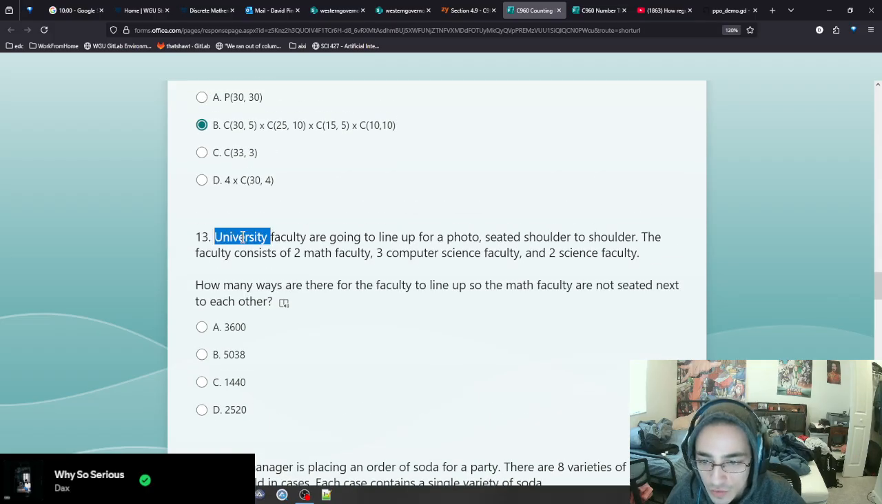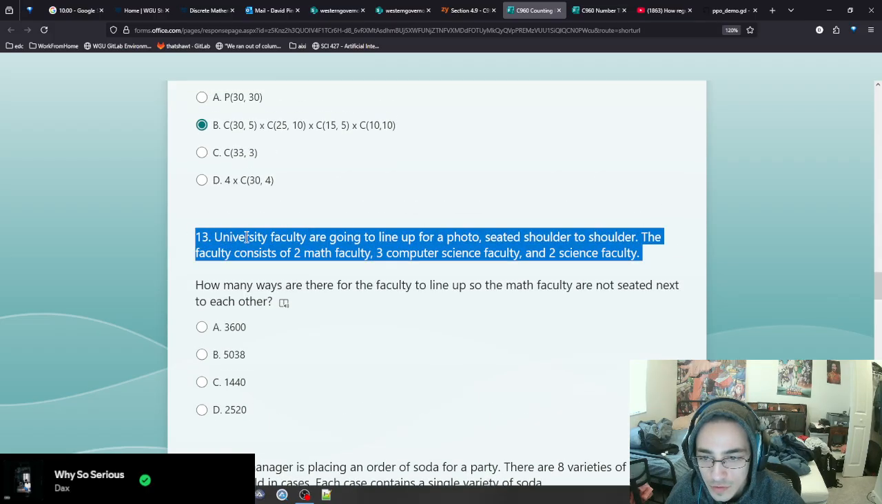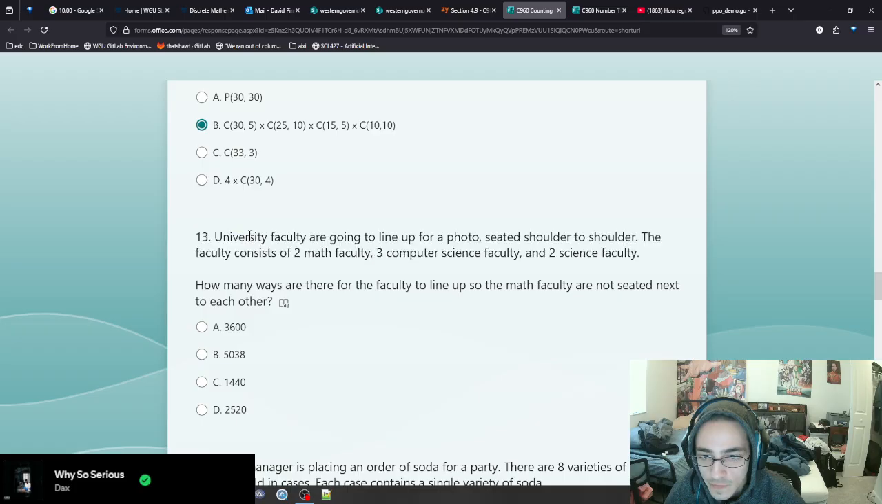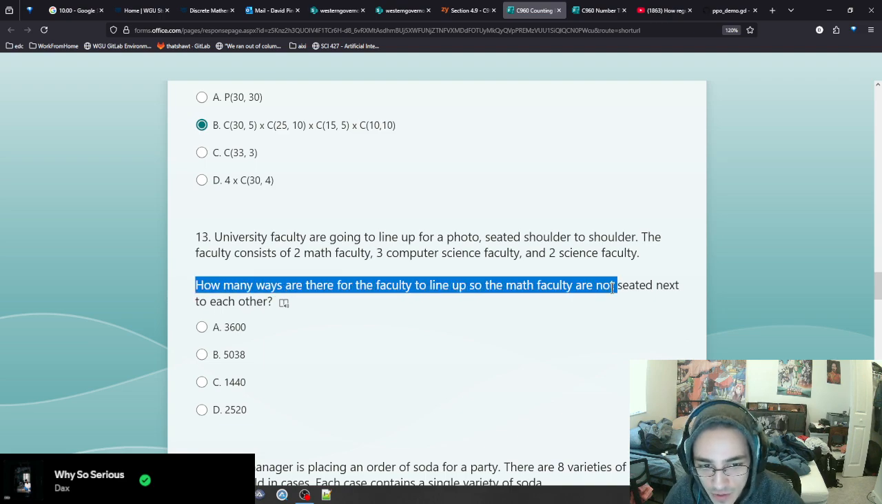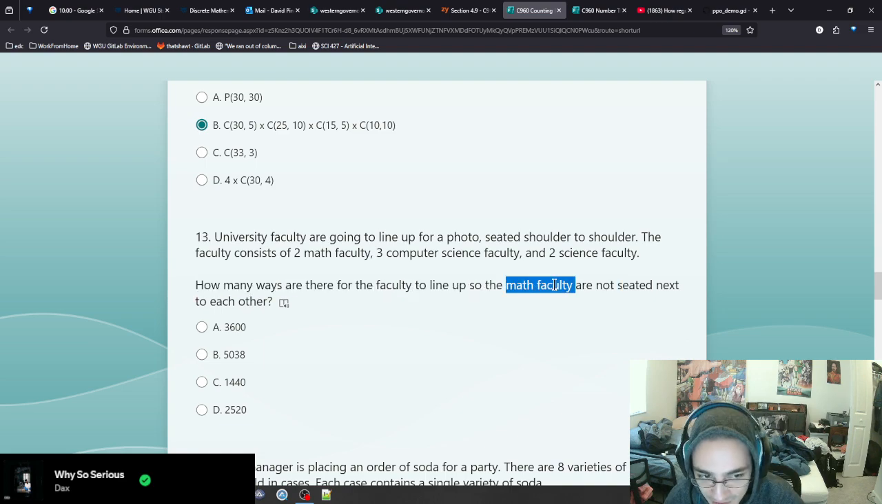Okay, so this one's weird. University faculty are going to line up for photos, seated shoulder to shoulder. The faculty is these, there's 7 of them. How many ways are there for the faculty to line up, so that the math faculty are not seated next to each other?